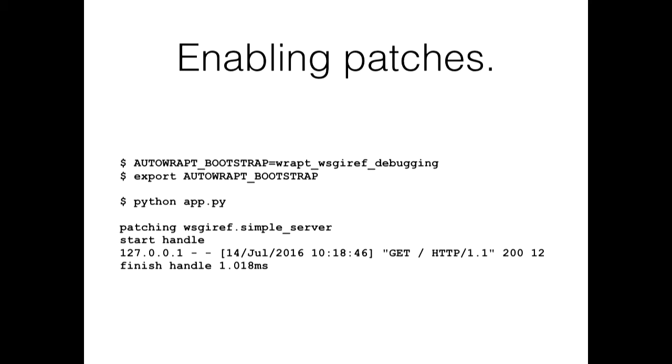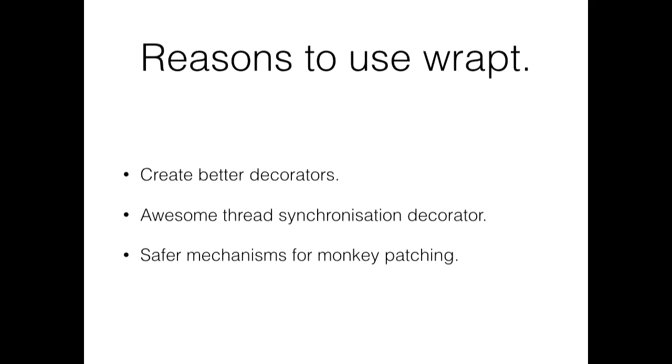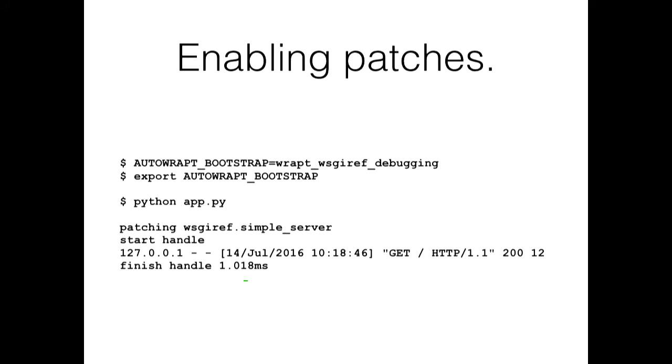I've got my autowrapt module already installed, and this is where some magic happens. I'm going to define an environment variable here, autowrapt bootstrap. I'm giving it the name of the entry point that I created. I'm going to export it. I'm just going to run Python with my app.